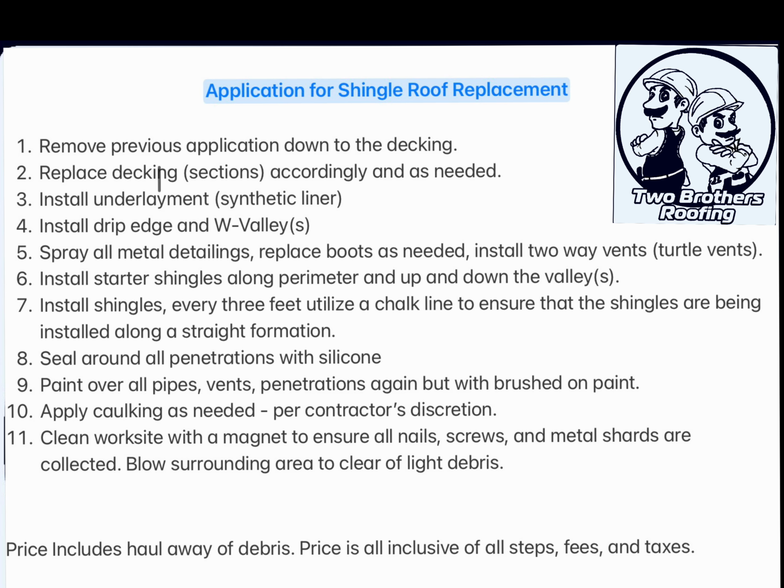Number six, install starter shingles along the perimeter and up and down valleys. Number seven, install shingles every 3 feet. Utilize a chalk line to ensure that the shingles are being installed in a straight formation. Number eight, seal around all penetrations with silicone. Number nine, paint over all pipes, vents, penetrations, again, but with brushed on paint using acrylic paint. Number 10, apply caulking as needed per contractor's discretion. Number 11, clean worksite with the magnet to ensure that all nails, screws, and metal shards are collected. Blow surrounding area to clear of light debris.